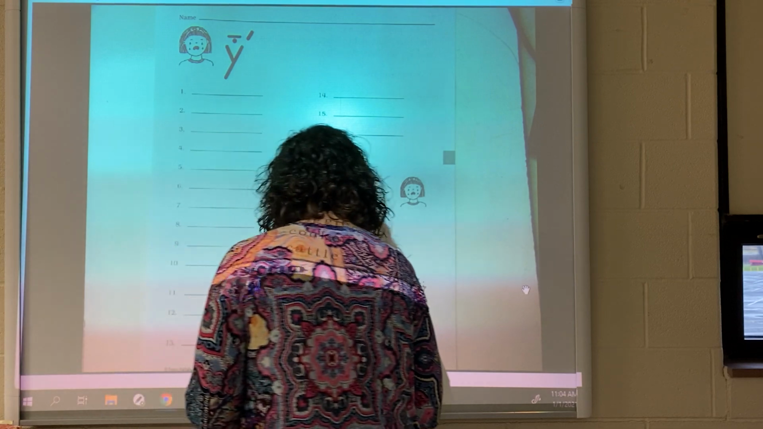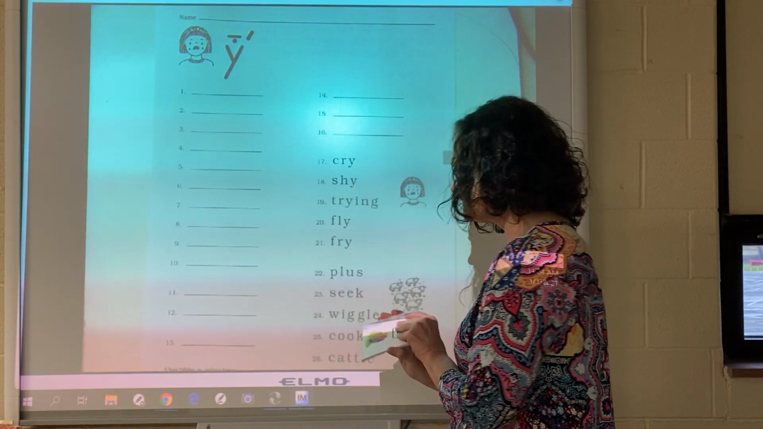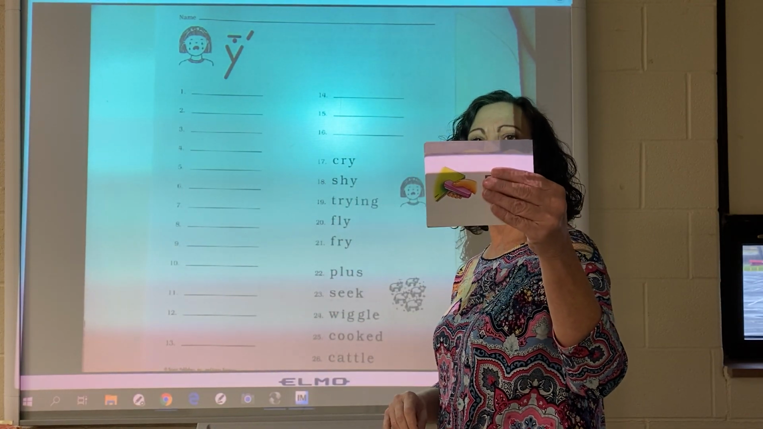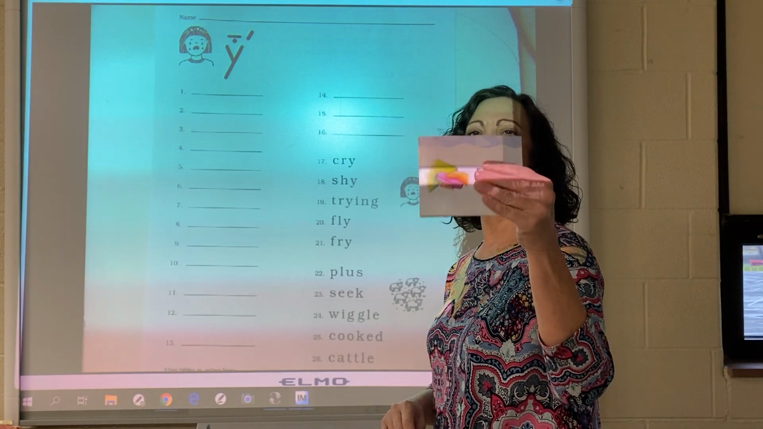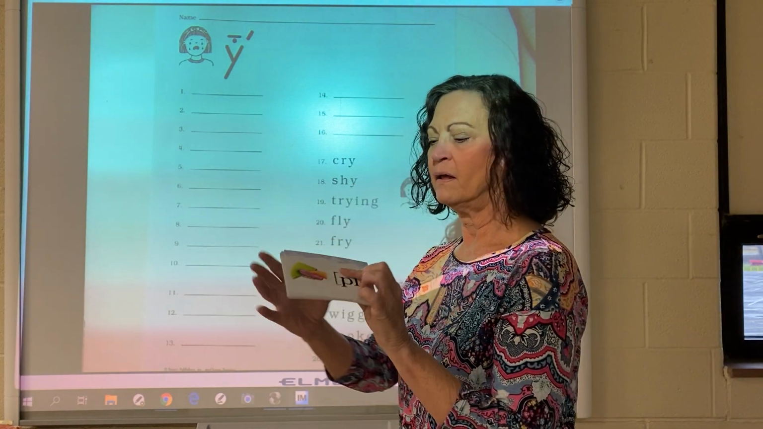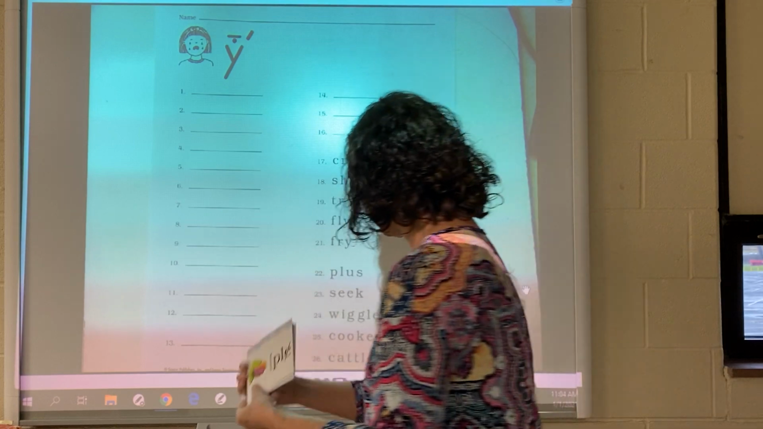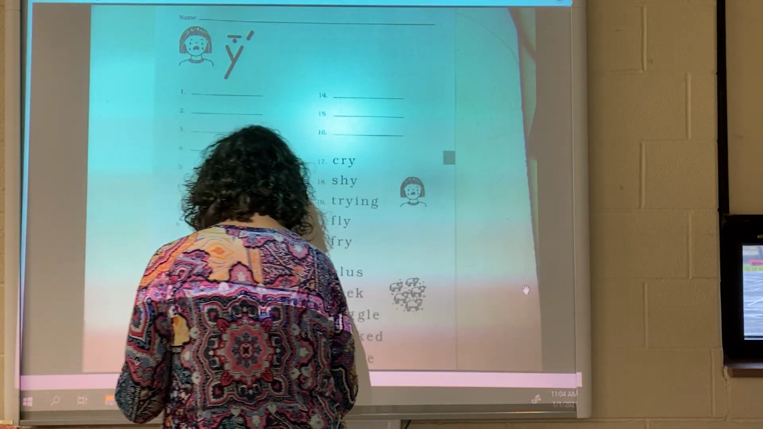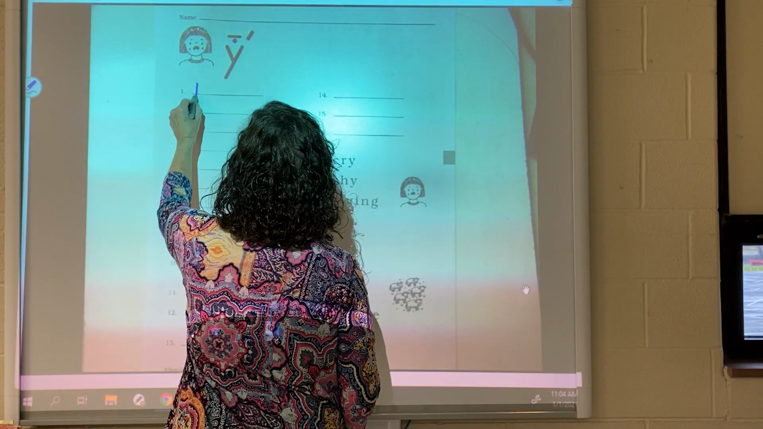So the first sound, staple. It's a final stable syllable in the word staple, and that is a P-L-E final stable syllable, pull, P-L-E.